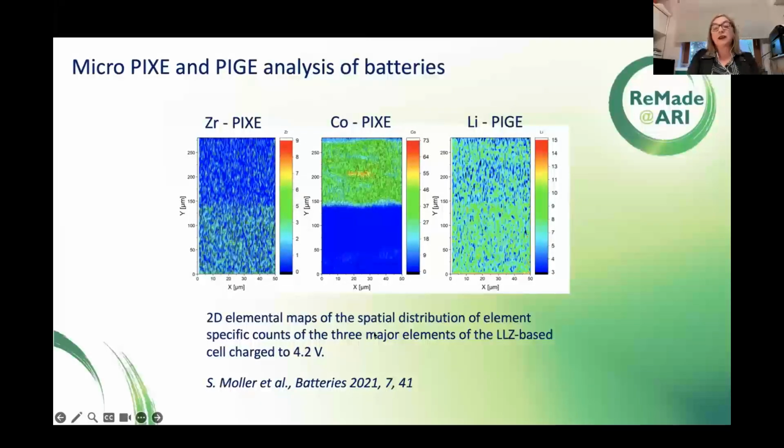In this case, this cell was charged to 4.2 volts, so it was in some working conditions. So you can put it in different working conditions and see how the elements are distributed inside this cell. Sometimes you can build special cells to also study this in operando behavior of your batteries. All this can be done with a microprobe.